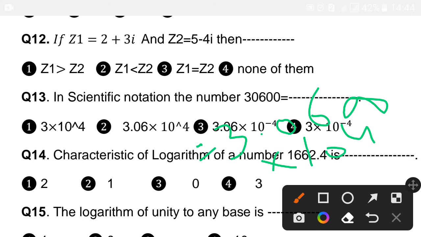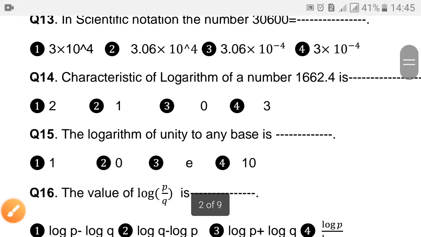If we move the decimal point from the right side to the left side, then in that case the power of 10 will be negative. So here the answer is 3.06 into 10 power 4. So the second option is the right option.